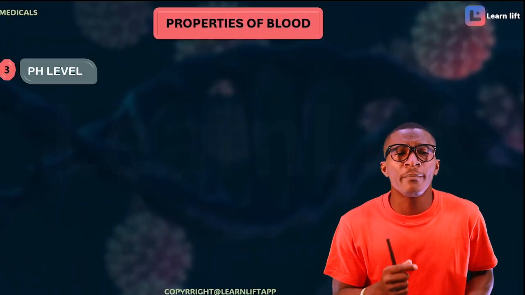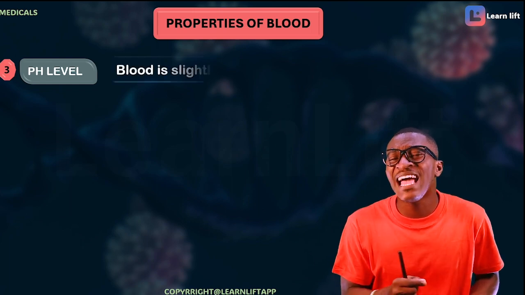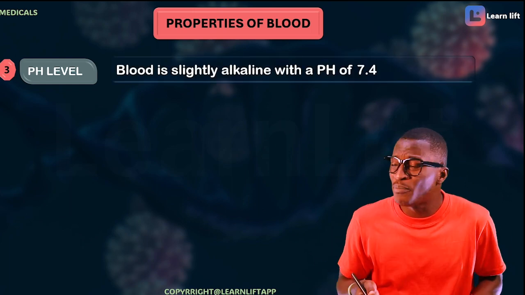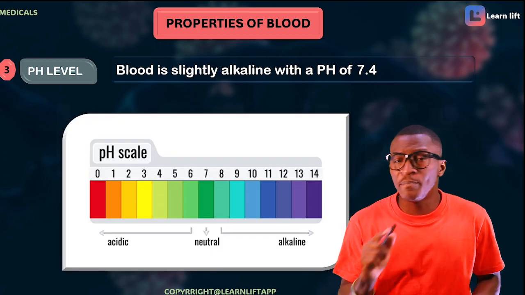The third property we're going to talk about is pH. Take note that blood is slightly alkaline. It has a pH of 7.4. Now, let's go to our pH scale.